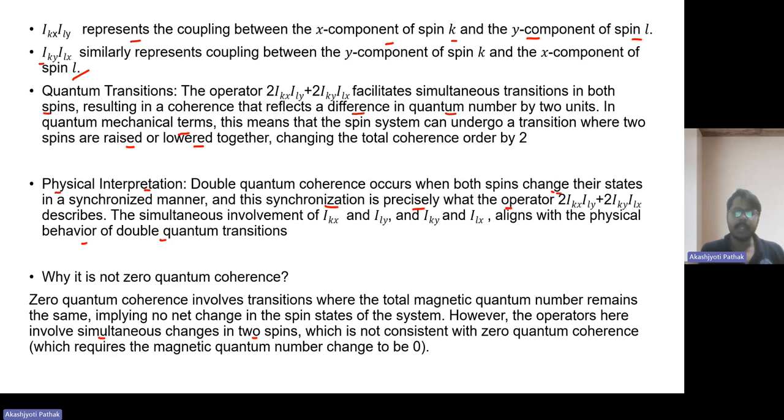So that is what results in a net magnetic quantum number of zero. That is what is known as zero quantum coherence, which requires the magnetic quantum number change to be zero. Did you understand?